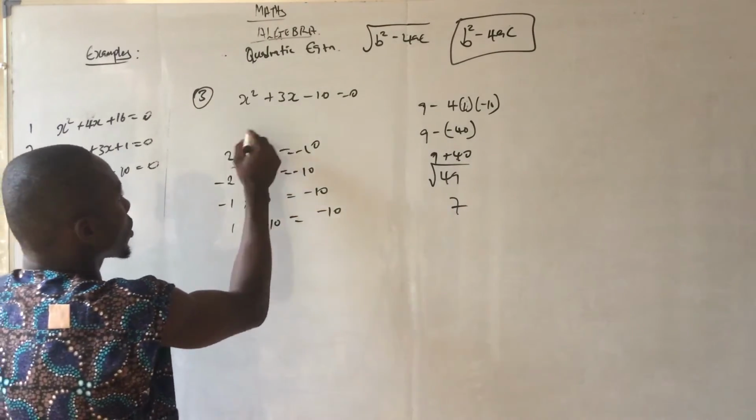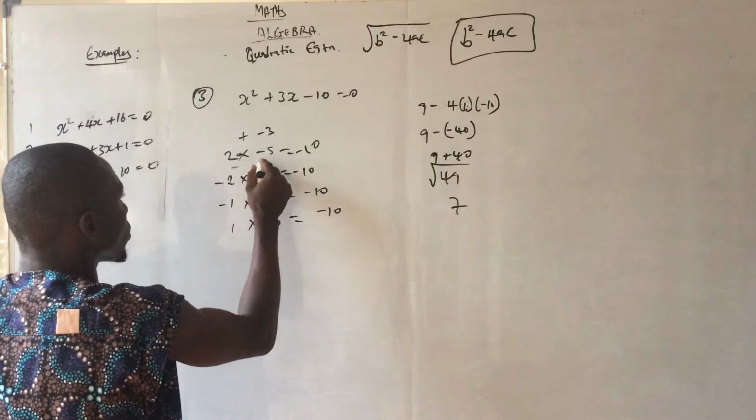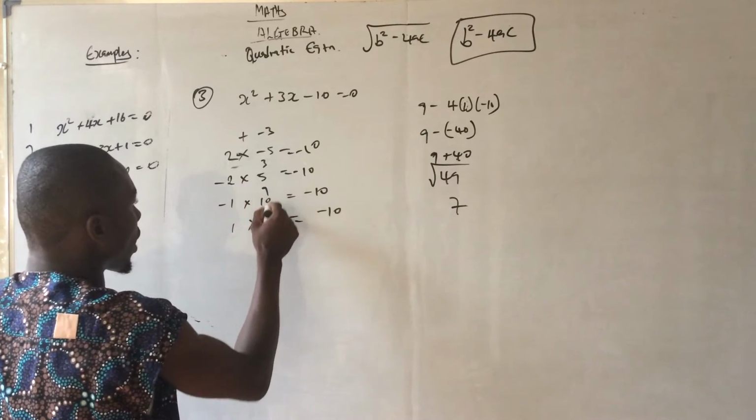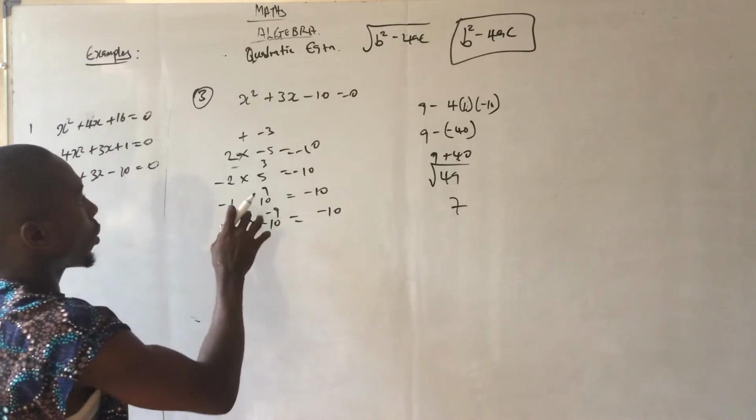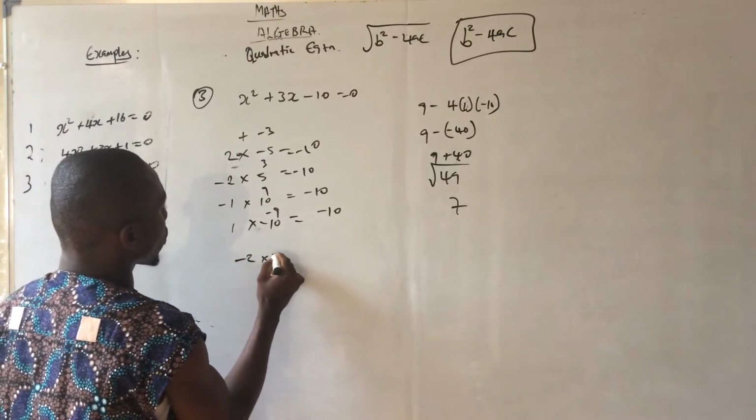If we add this one, we're going to have minus 3. If we add this, we're going to have 3. We're going to have 9, and here minus 9. So what we're going to use is this one, minus 2 times 5.